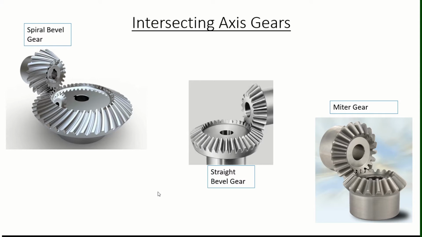Within the spiral bevel gears, the one with the zero twisting angle is also called a zerol bevel gear. So if the spiral angle is equal to 0, then that category of gears is called a zerol gear, which also falls into this intersecting axis gears category.